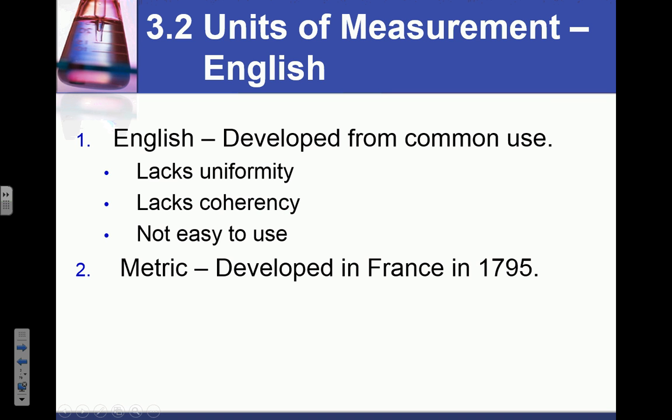So along came some French scientists, and in 1795, they developed and published the metric system. Now, the metric system is very different from the English system of units, and it was designed from the ground up to be easy to use, to be very uniform and very coherent. And in many ways, this system came about because of the French Revolution.